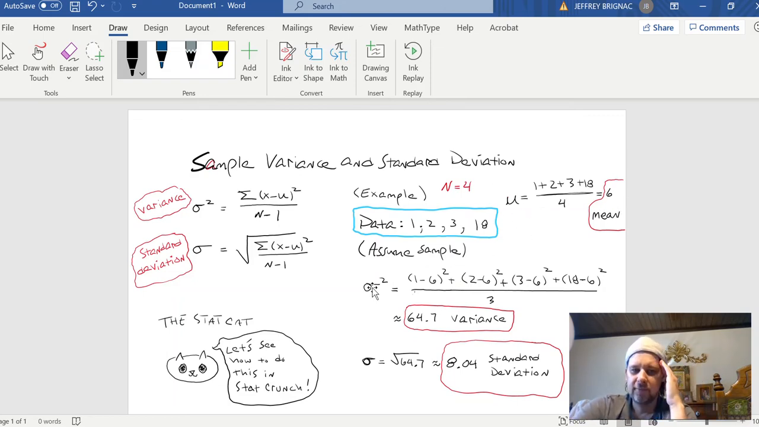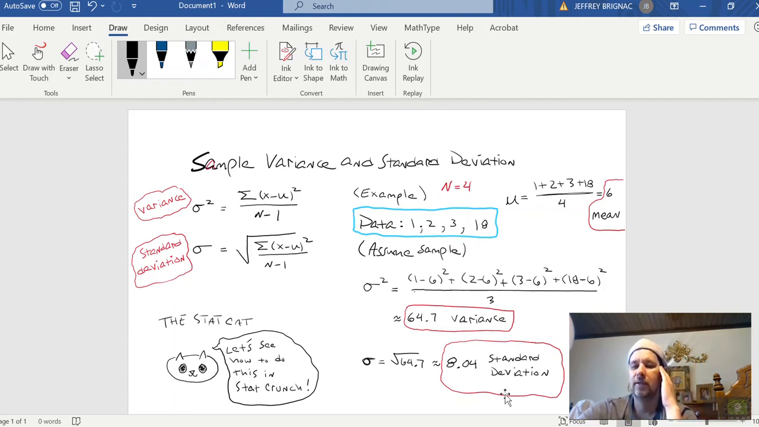Okay. So if I was going to find the variance for this data set, if the mean is 6, I would do 1 take away 6 and square it, then 2 take away 6 and square it, and then 3 take away 6 and square that, and then 18 take away 6 and square that. I would add those results together, and I would divide by 3 because n is 4, n minus 1 is 3. Okay, now that number turns out to be 64.7 with some rounding, and that's the sample variance. Okay, if I take the square root of that, I get the standard deviation for the sample. So here's the sample standard deviation.